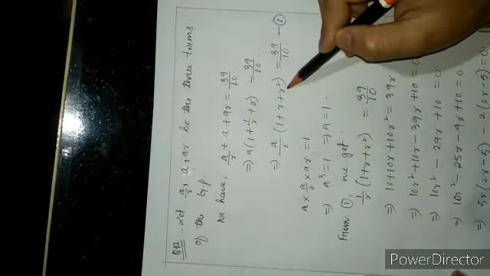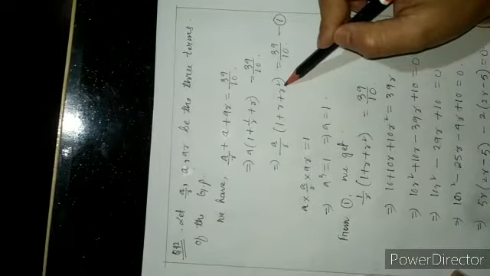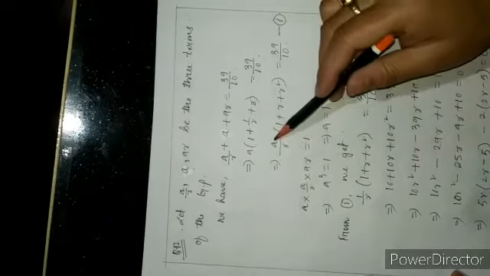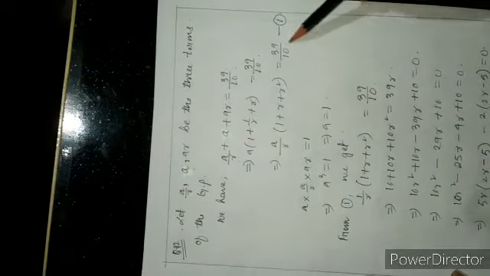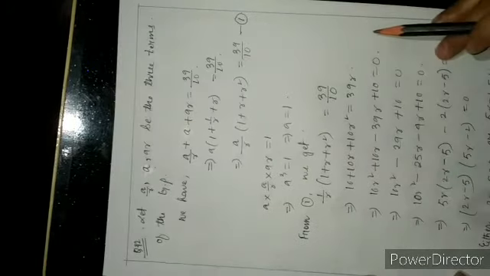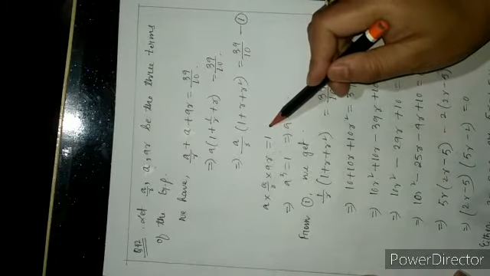Multiplying R by R gives R square. So A by R times (1 plus R square) is equal to 39/10. Call this equation number 1. And the product of the 3 terms is equal to 1.